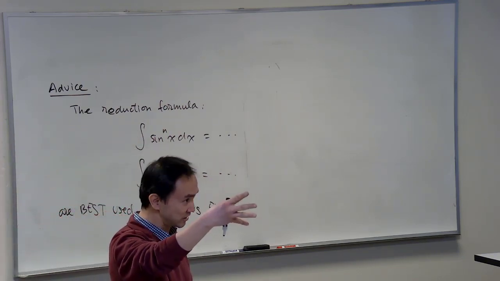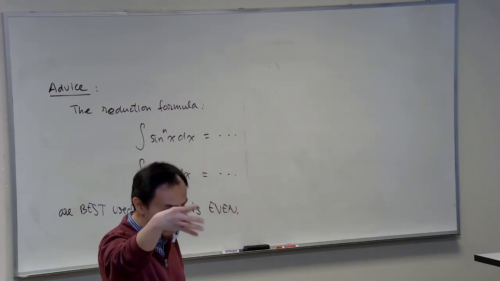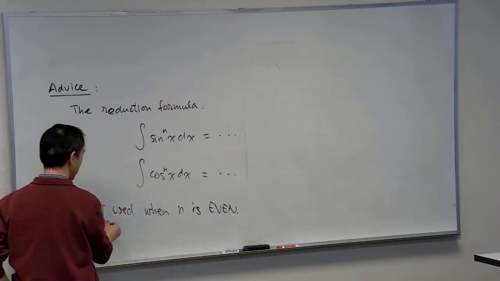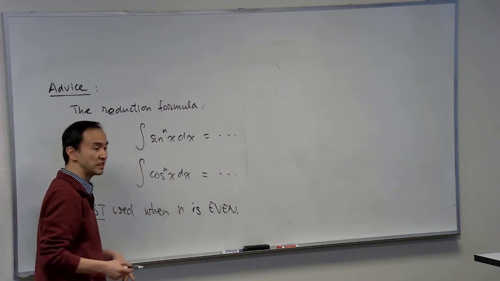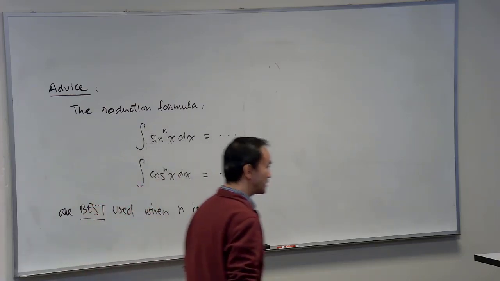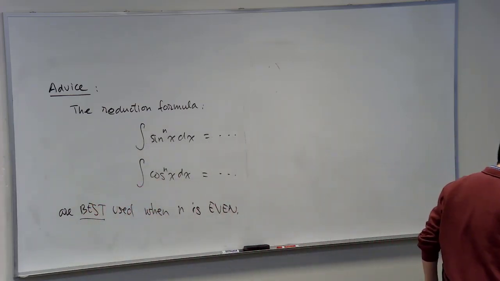But then it's the 4th power that things start getting deadly, or even the 6th power or the 8th power, and there's no luck with that. So it's best to use these two formulas when it comes to the even powers of the sine and the cosine.